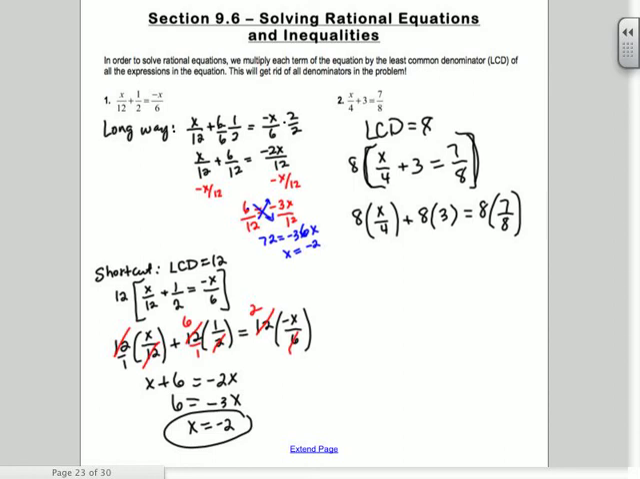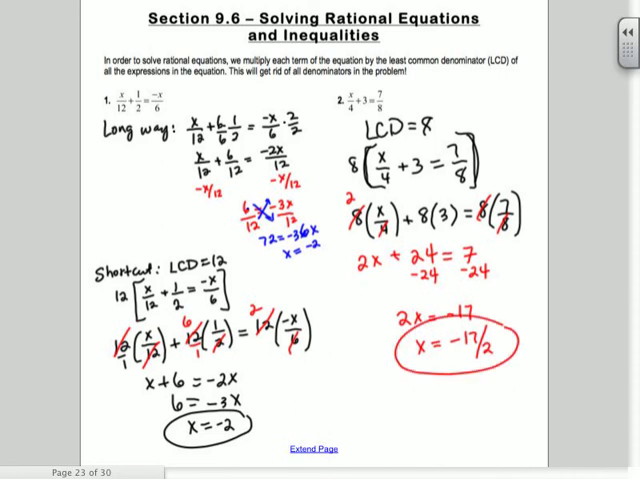So think to yourself, what's canceling for the first term? The 8 and the 4 reduce down, and you're left with 2, right? So you'd have 2x. On the next one, we just have 8 times 3, which is 24. And the last one, the 8 and the 8 reduce, so we just have 7. Okay, easy equation. Subtract the 24 over. You get 2x equals negative 17. So x equals negative 17 over 2. And that's your answer.